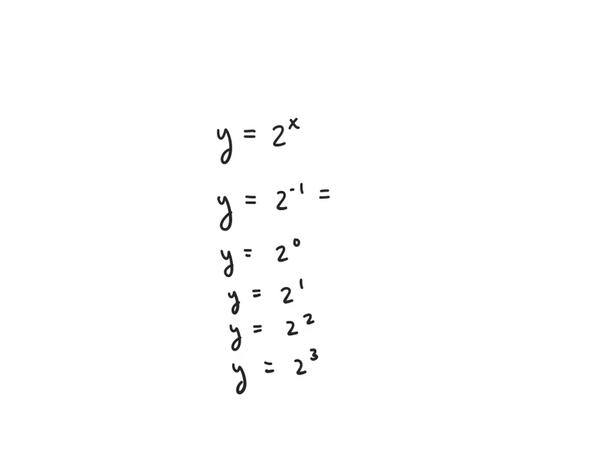And we should say, 2 to the power of negative 1 is 1 over 2. 2 to the power of 0 is 1. 2 to the power of 1 is 2. 2 squared, 2 times 2, right, is 4. And 2 to the third is 8. So those are going to be my y values. So I'm going to put these in my table. I'm going to copy these numbers into my table.